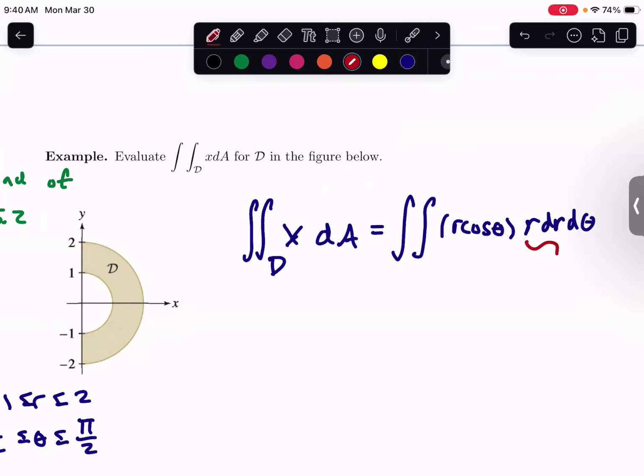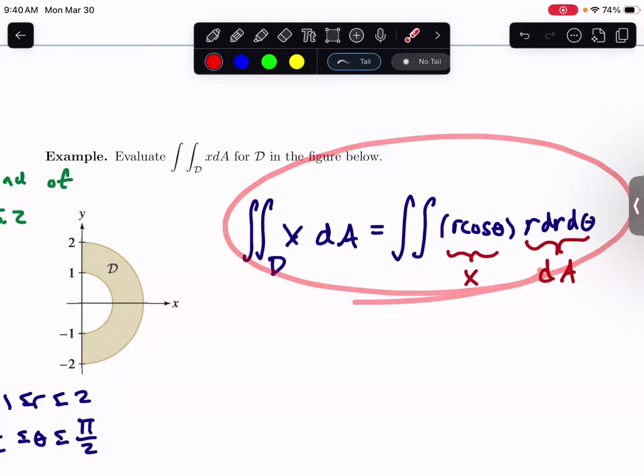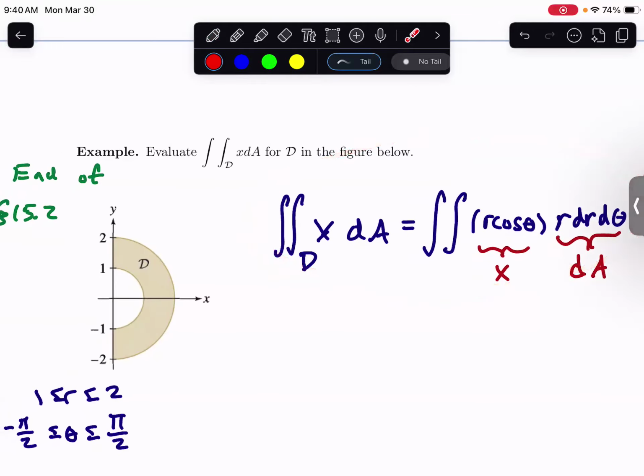This is the part people get confused about, so I'm just going to write this is what dA becomes, and this is what x becomes. So these are the same integral at the end of the day. And then we have r goes from 1 to 2, so the radius goes from 1 to 2. And then the angle goes from minus pi over 2 to pi over 2.